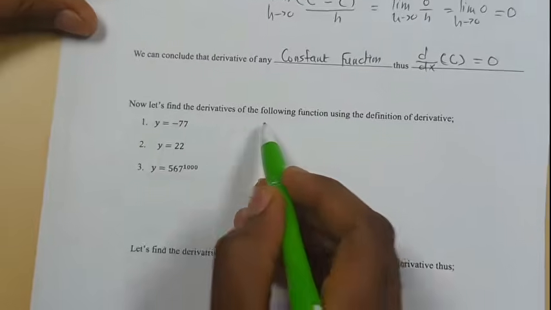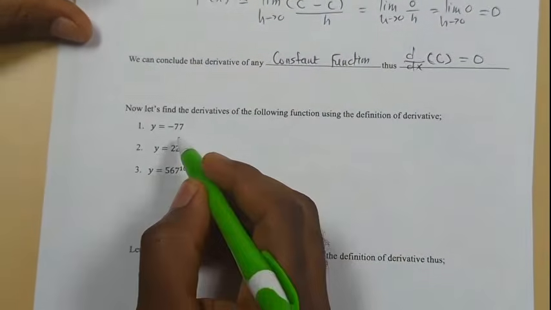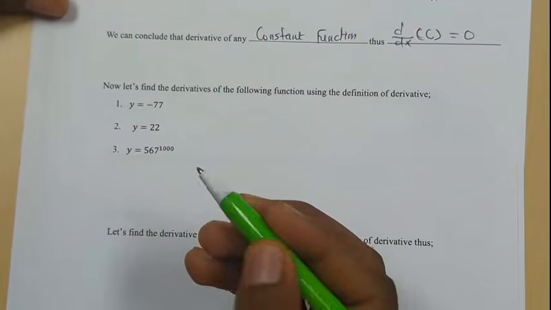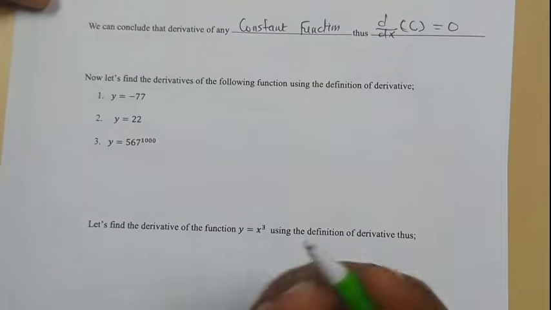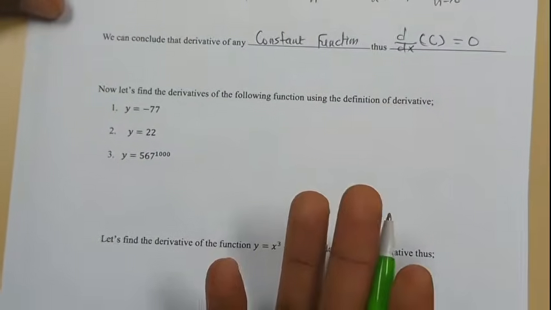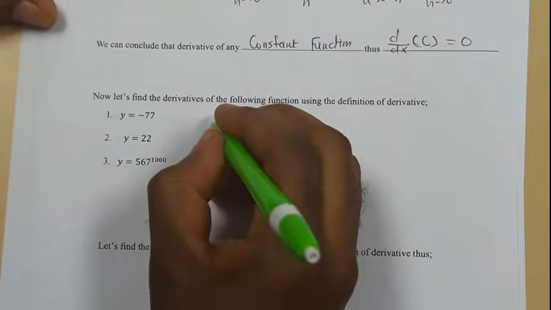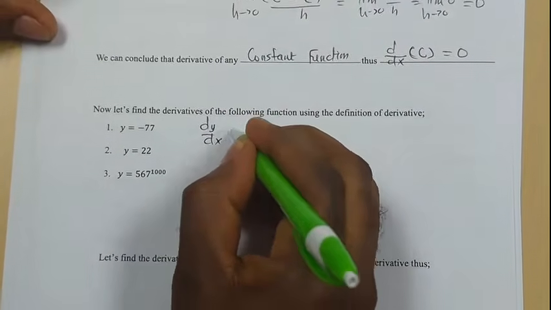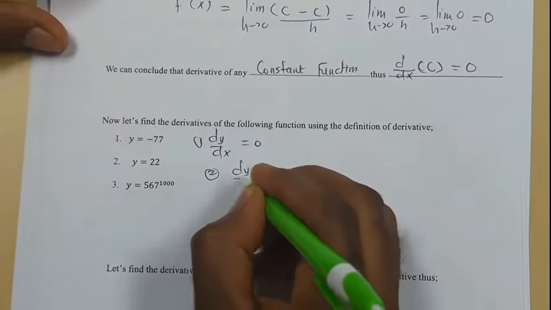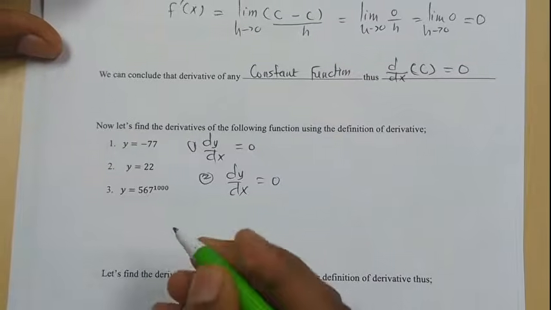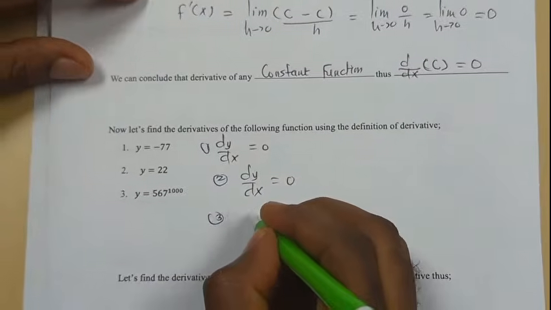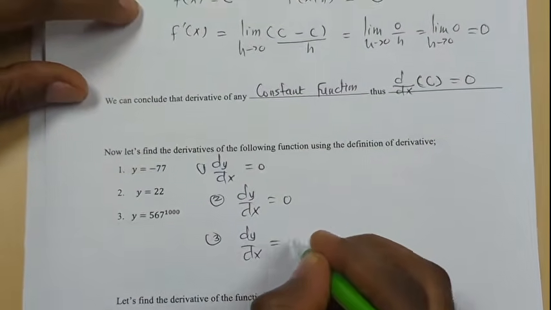Now, let's find the derivative of the following functions. Let's say y is equal to negative 7, y is equal to 22, and y is equal to 567 exponent 1000. So what will be the derivative? From here, since y is equal to negative 7, it's just a constant function. The derivative dy over dx is equal to 0. The second one, also, the derivative dy over dx is equal to 0. Then the third one, since there is no variable attached to that, we can term this a constant function. So we say that the derivative dy over dx is also equal to 0.